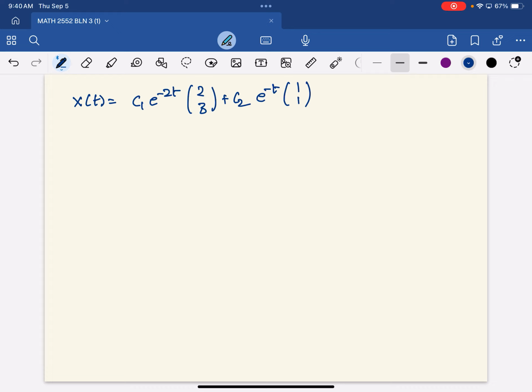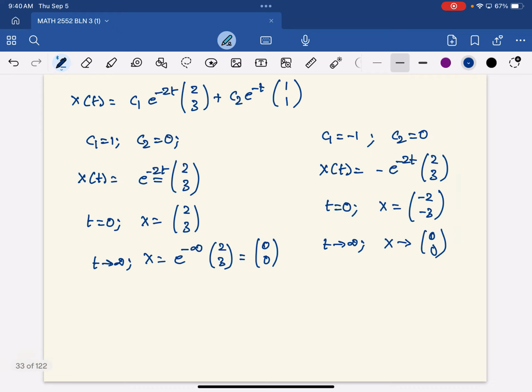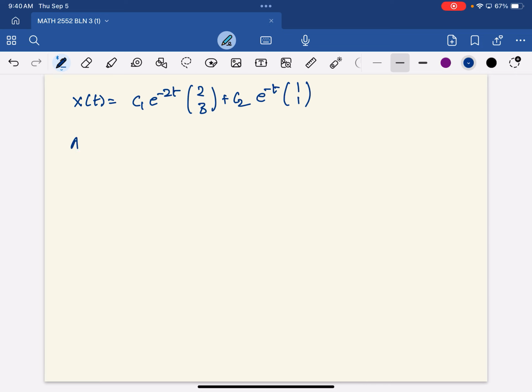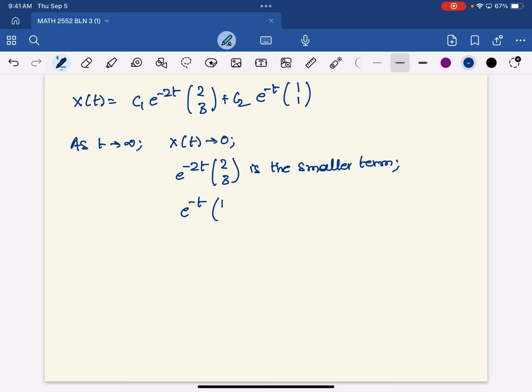So now the question is, what happens as t goes to infinity and as t goes to negative infinity? As t goes to infinity, you can see that my first term goes to 0, my second term goes to 0, so my solution also goes to 0. Do you see that? Yes? As t goes to infinity, my solution x of t goes to 0. But you can see that e to the negative 2t times (2, 3) is a smaller term, but e to the negative t times (1, 1) is the larger term. Okay?